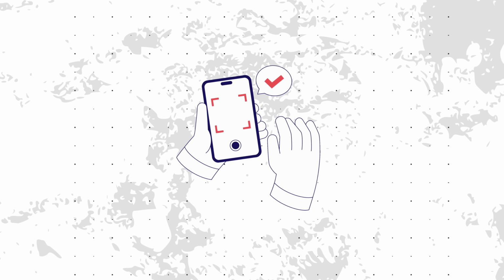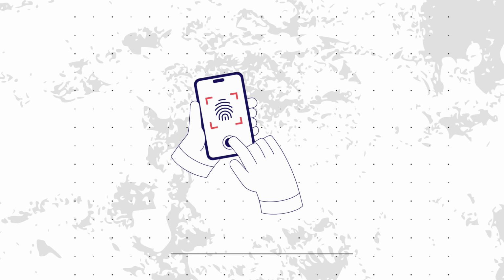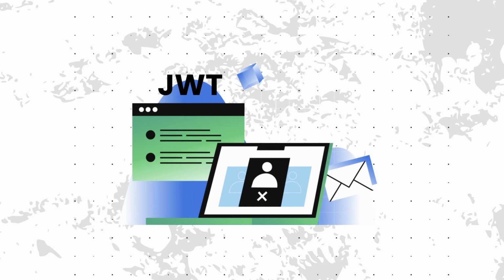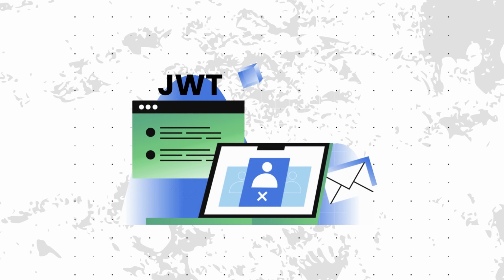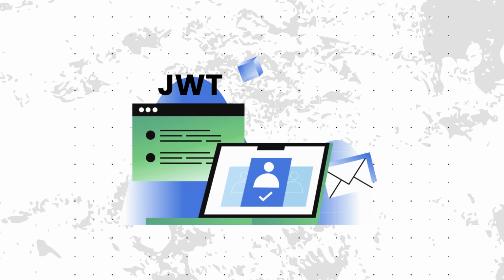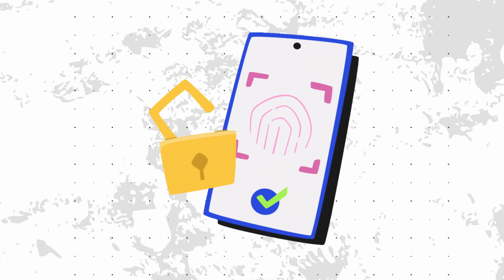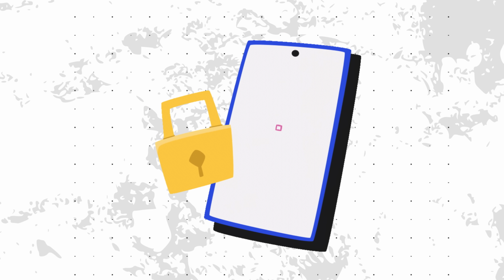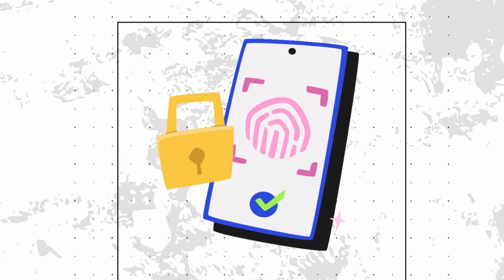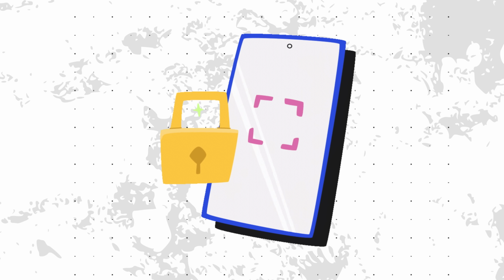Step 1. User logs in. A user enters their credentials, like email and password. Step 2. Server generates a JWT. If the credentials are correct, the server generates a JWT containing user details and sends it back. Step 3. Client stores the JWT. The client, like a web browser or mobile app, stores this token, usually in local storage or cookies.